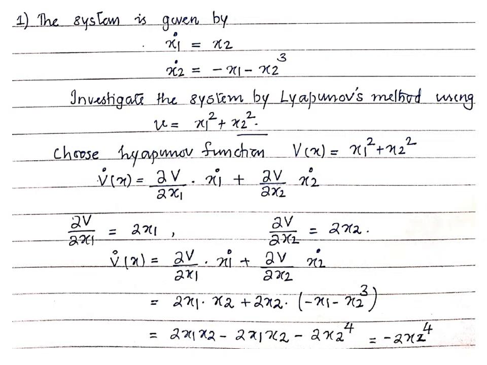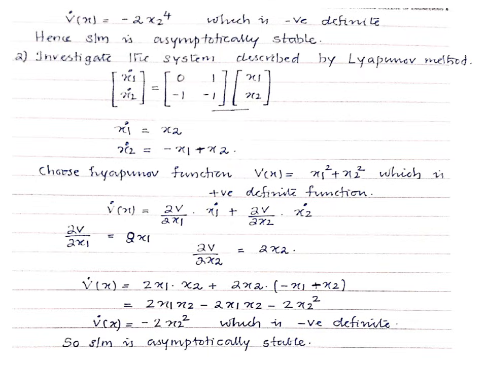By solving, we get that V dot x becomes minus 2 x2 raised to 4, which is always a negative definite function. That is, for any values of x2, the V dot x function becomes negative. Hence, the system is asymptotically stable.